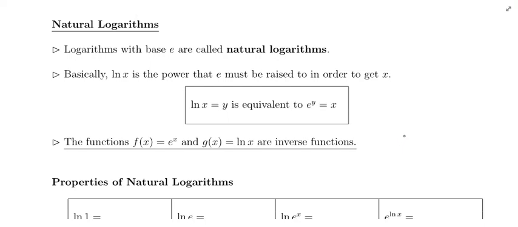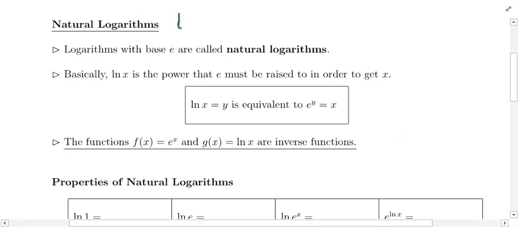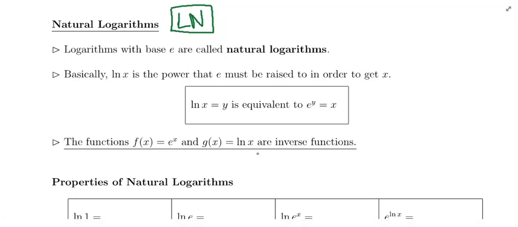On page 3, we're going to talk about natural logarithms. So when you go to your calculator and you see that LN button, that's talking about the natural logarithm. When you see a natural logarithm written down, it's just like the common logarithm in that you will not be given a subscript of what the base is. You have to know what the base is.